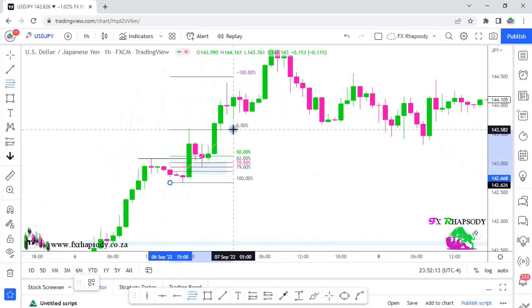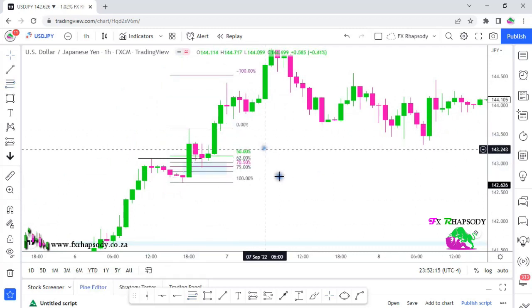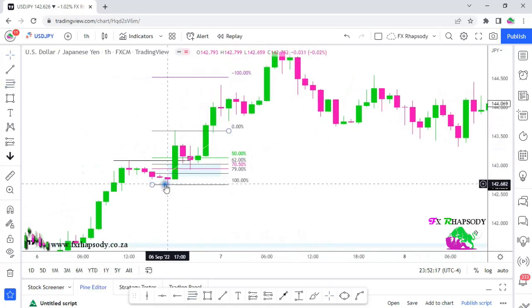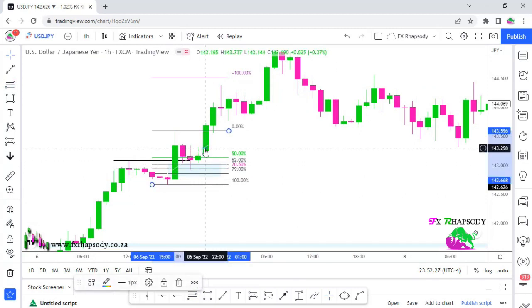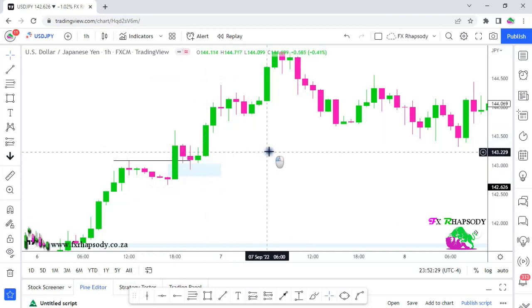Let's see this retracement. That's a swing low, swing high, very small, but you see price going in between the 62% to 79% area. Two confirmations, guys: it's a Fibonacci, it is a fair value gap, it is a buy. And then price going up again.